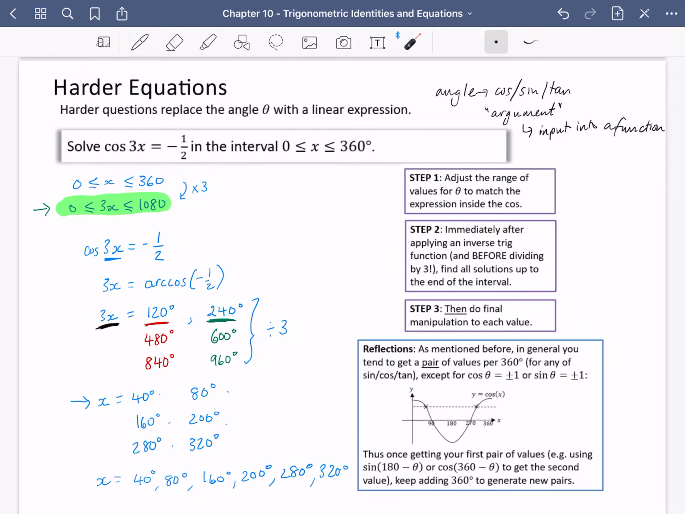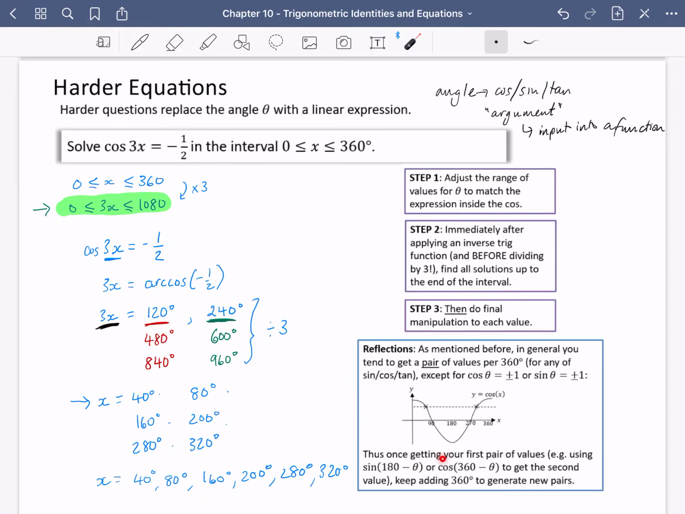So I've just added some reflections here. As mentioned before, in general, you tend to get a pair of values per 360 degrees for any of the sine, cos, and tan. That is unless we're talking about cos theta being equal to plus or minus 1 or sine theta being equal to plus or minus 1. You would only get one of those per pair.